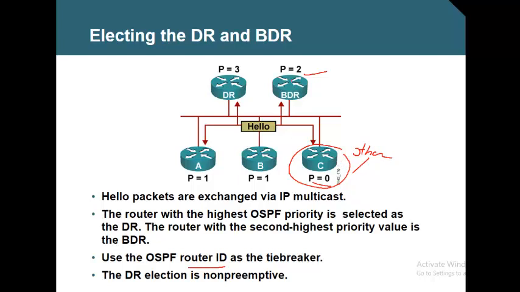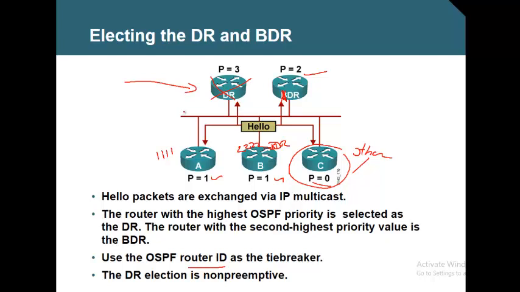Now if this dies, what will happen? I'm asking a question. The BDR will become the DR. Then an election will run for those two. Those two have the same priority. Then which will be the BDR? The one with the highest router ID. Let's say the router ID of this is 2222 and this is 1111. So B will become the BDR, 2222.